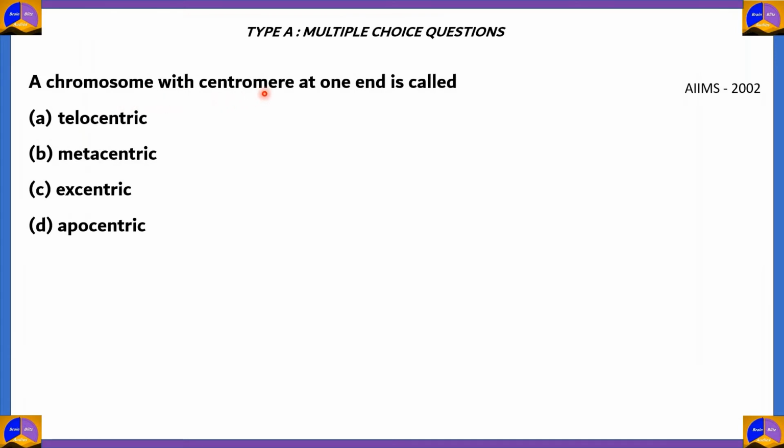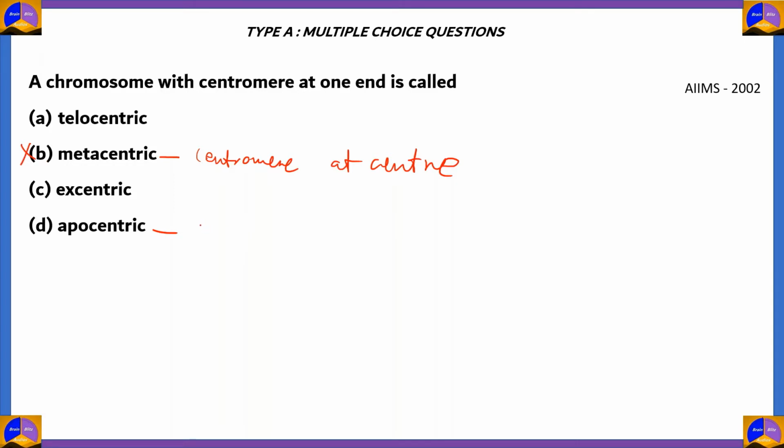A chromosome with a centromere at one end is known as telocentric, metacentric, excentric, and apocentric. Let's look at each of our options one by one. A metacentric chromosome has the centromere at the center of the chromosome. So in the middle of the chromosome, you have the centromere present. What about D, apocentric?